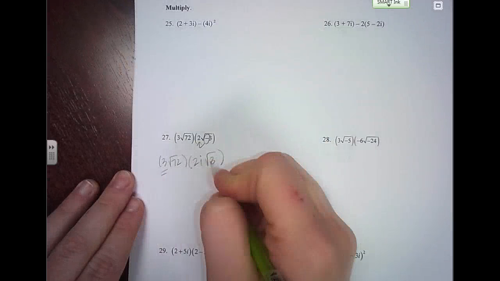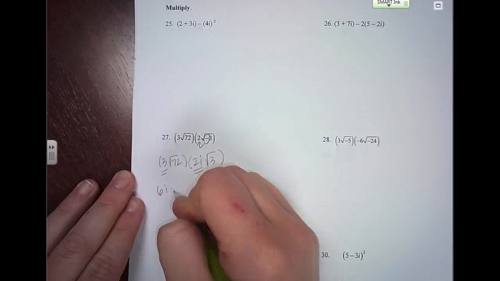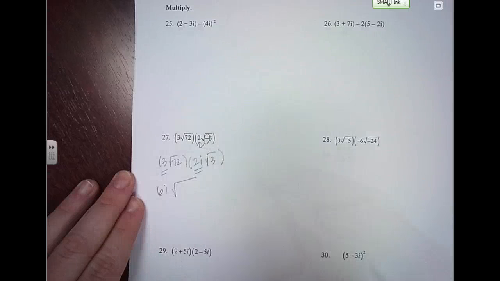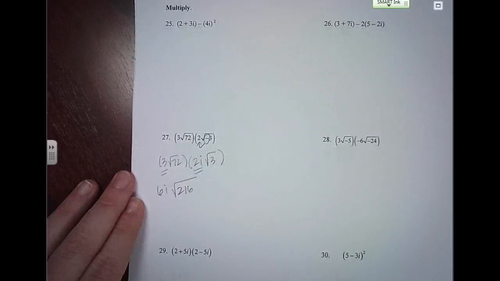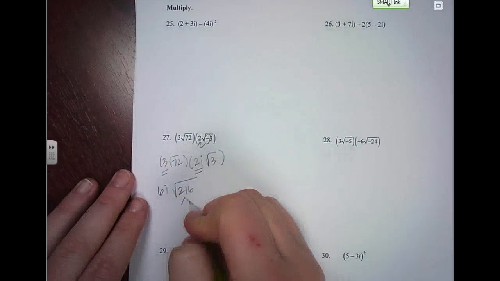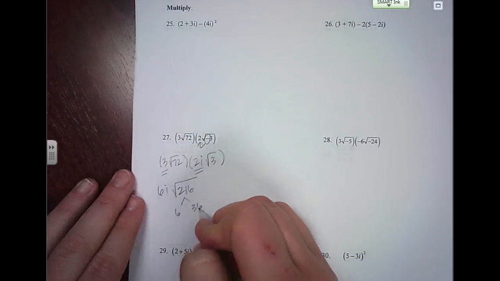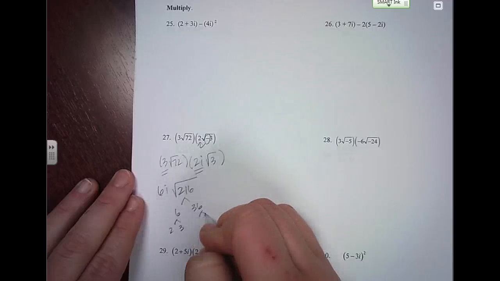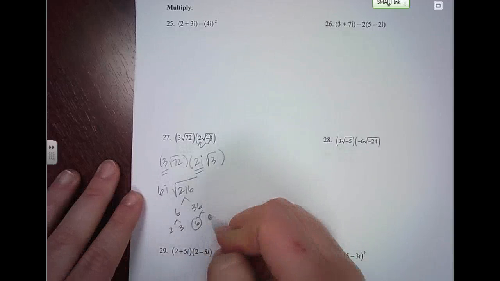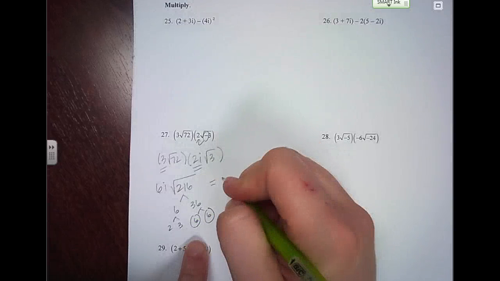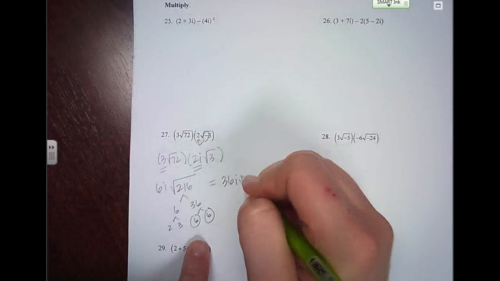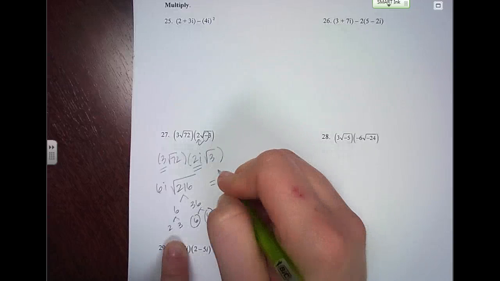So I'm going to multiply the outsides together, which will be 6i. And I'm going to multiply the insides together. So 72 times 3 is 216. So split up 216 is 6 and 36. So I have a pair of 6's. Don't forget to multiply it with the 6 out here. So 6 times 6 is 36i square root of 6.